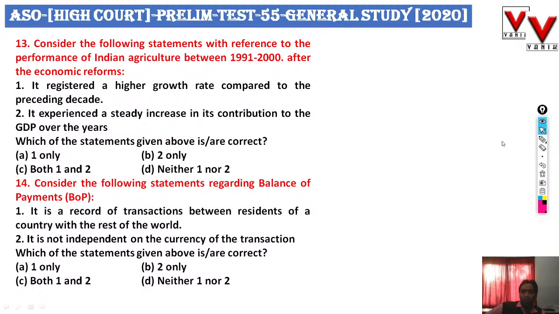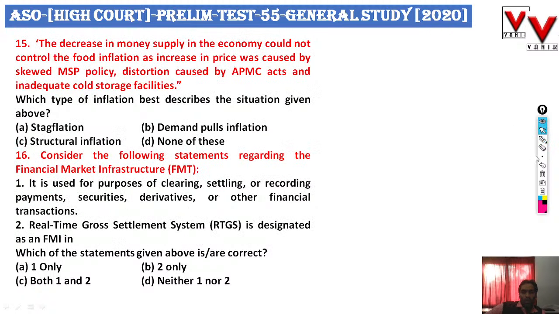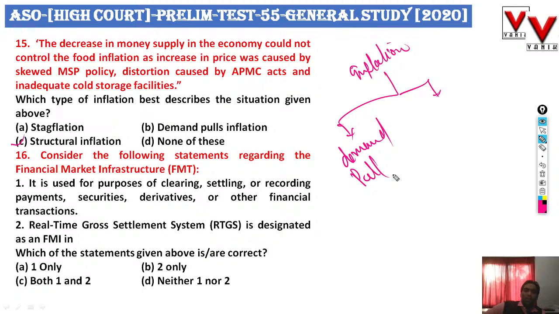Now we are going to proceed further and discuss the next question, the 15th. A decrease in the money supply in the economy could control food inflation caused by an increase in the price. Food inflation can be because of two factors: demand pull inflation or supply shock, that is, cost push inflation.